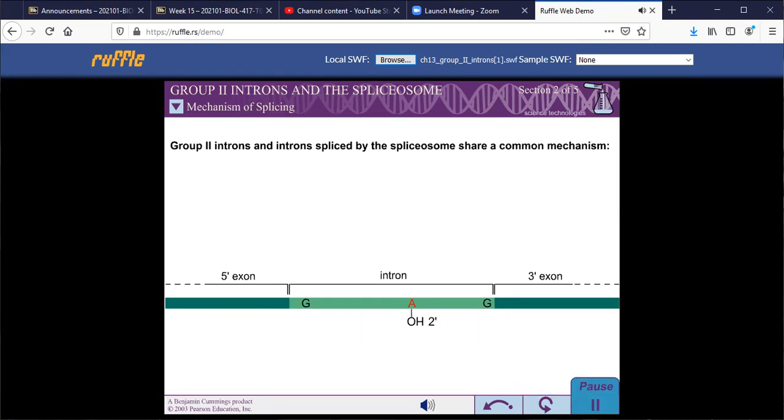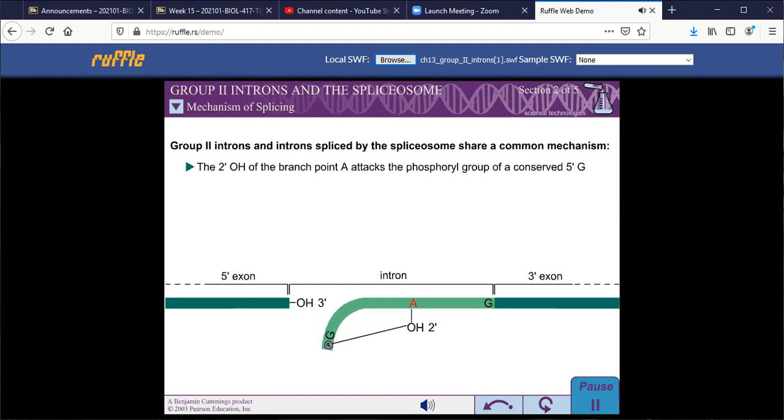In the first of two reactions, the 2' hydroxyl of the conserved branch point adenine acts as a nucleophile and attacks the phosphoryl group of the conserved guanine in the 5' splice site. The reaction is a transesterification, in which the phosphodiester linkage at the 5' splice site is replaced with a new phosphodiester linkage between the branch point adenine and the 5' splice site guanine. This three-way junction is the reason the adenine is called a branch point.